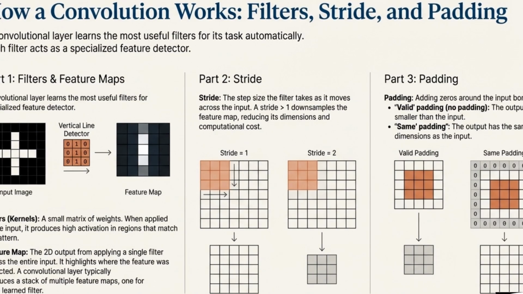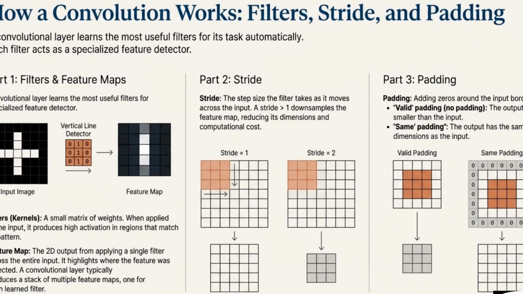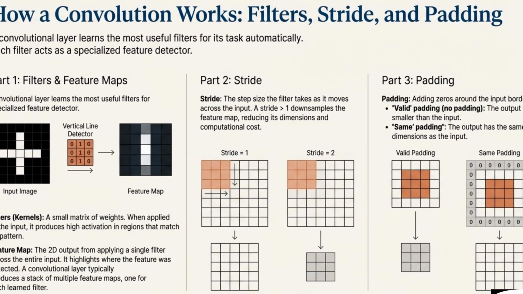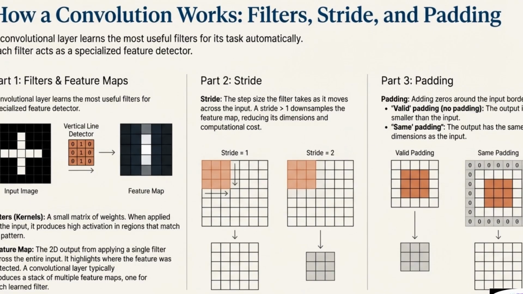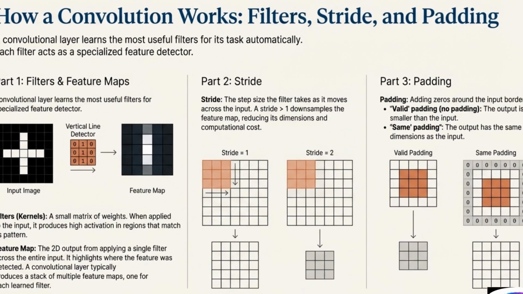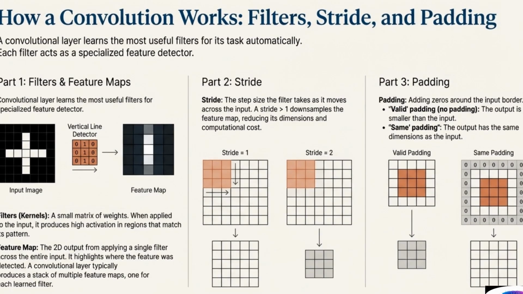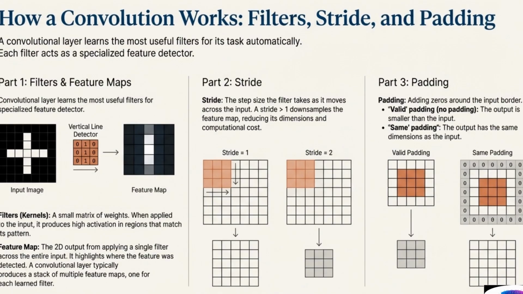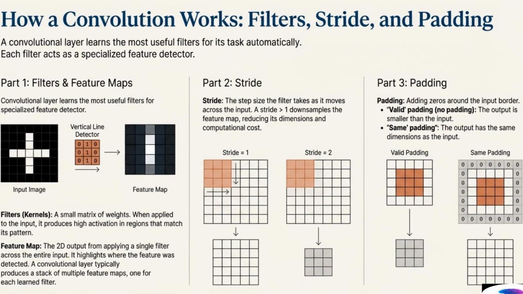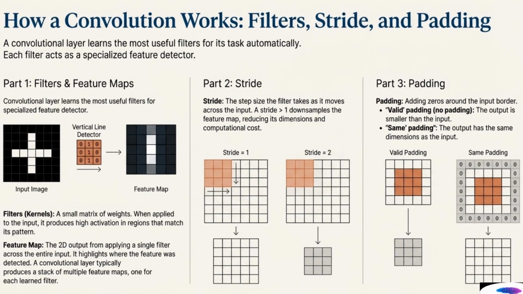Now let's look at two practical considerations. In Part 2, we introduce stride, which is the step size the filter takes as it moves across the input. A stride of 1 means the filter moves 1 pixel at a time, resulting in a feature map that is only slightly smaller than the input. However, using a stride greater than 1, say a stride of 2, significantly downsamples the feature map, reducing its spatial dimensions by half in this example, and consequently cutting computational cost. This is a common method for reducing dimensionality.